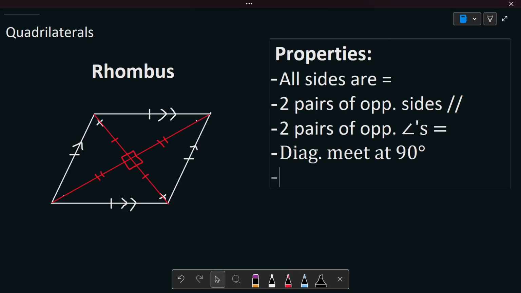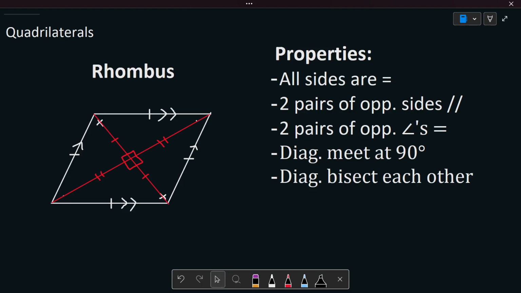So how do we write that down? No, the diagonals, sorry, will bisect each other. Diags bisect each other. Okay, now that is our properties of a rhombus. Now let's move to the next shape.